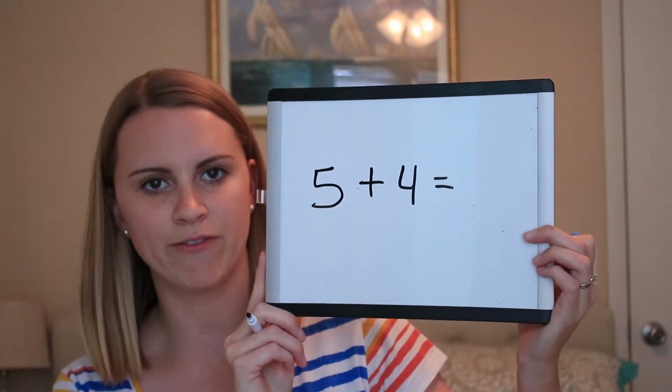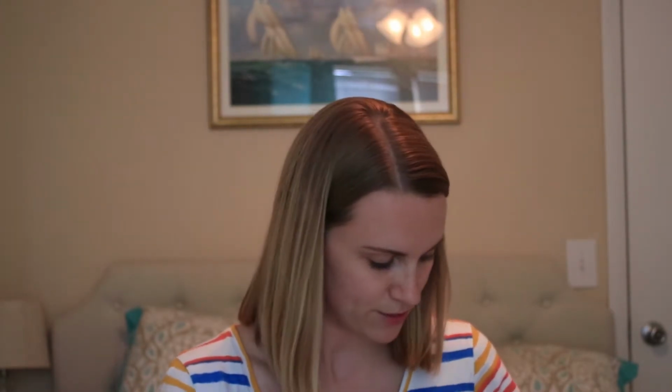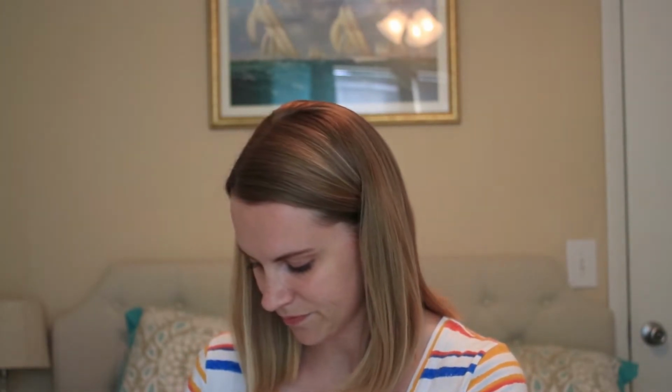So this is what you should have on your piece of paper. 5 plus 4. I'm going to make sure it's on my block as well. So the first number is 5, so we need to add 5 blocks. I'm going to start with the yellow ones this time.